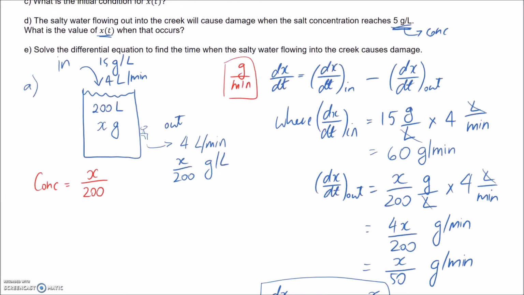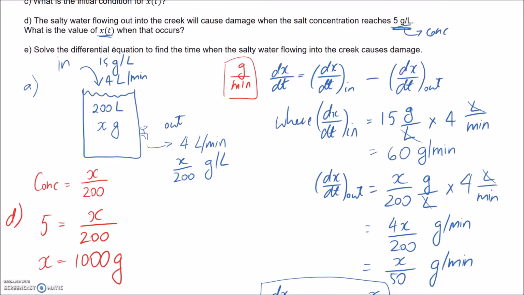So if we substitute this in for our concentration, pop it over here, so this is part D. We're going to set our concentration to be equal to 5, and we just now need to rearrange for x. So if we multiply the 200 up to the other side, we're going to get 5 times 200, which is the same as 1,000. So that's telling us that when the amount of salt in this tank hits 1,000 grams, that's when we're exceeding the salt concentration of what's allowed to flow out.